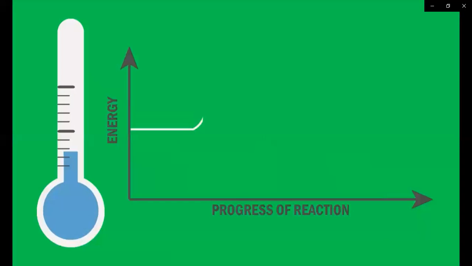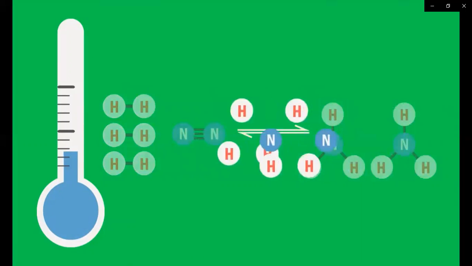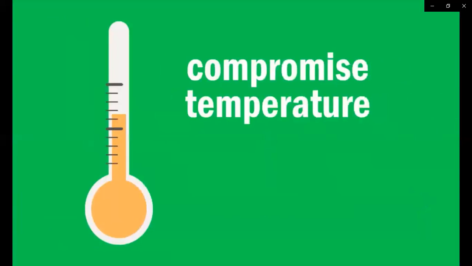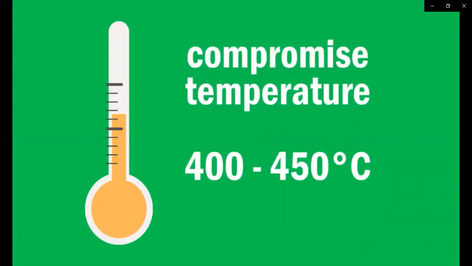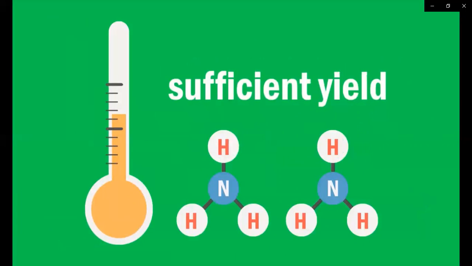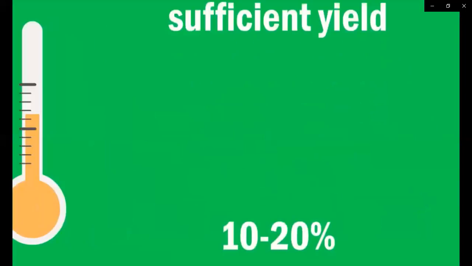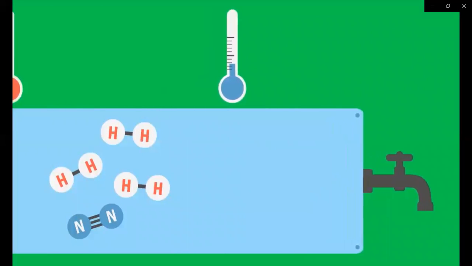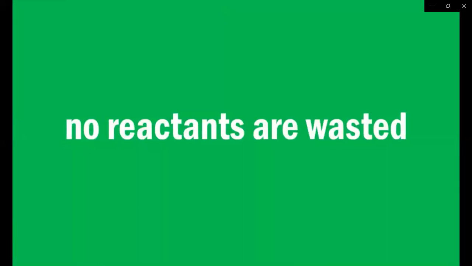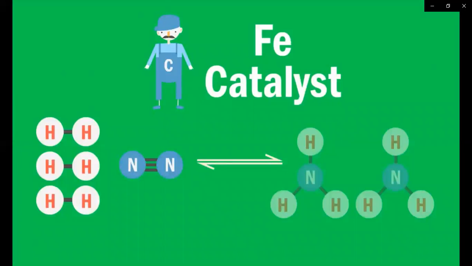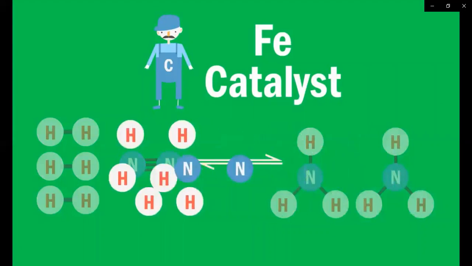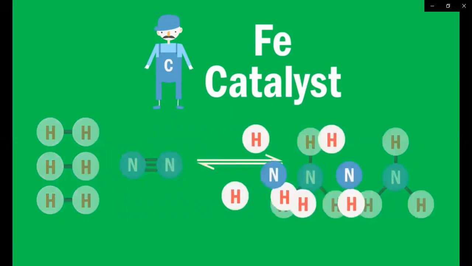If a low temperature were used, the rate of reaction would be very slow, though the exothermic reaction would be favored. It would actually take a long time for equilibrium to be reached, so a compromise temperature of 400 to 450 degrees Celsius ensures that the reaction proceeds with sufficient yield. The yield of this process is 10 to 20%. Remember from the introduction that unused gases are recycled, so no reactants are wasted. As well, an iron catalyst is used in this process. The presence of the catalyst does not affect the position of equilibrium, but increases the rate at which equilibrium is reached.